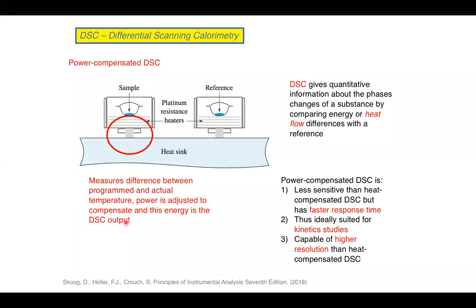So this is power compensated DSC, which has a very high response rate. That's because it's using electricity. Electricity flows very quickly. So it's less accurate than heat compensated. But if we're trying to study the kinetics of something, like the speed at which a process occurs, then power compensated is better because it has that faster response time, which is what we need in order to make sure that we have accurate kinetic information.